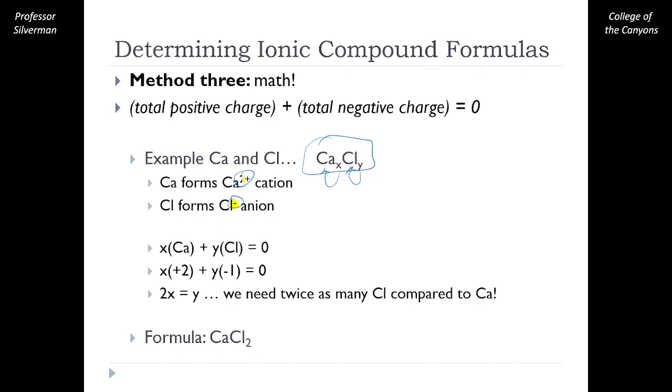We can build up our algebra equation by taking our charges and multiplying by those subscripts to figure out the total amount of positive charges and the total amount of negative charges. Once we solve this algebra problem, we get that ratio. In this case, we need twice as many chlorines compared to our calciums to get that nice neutral compound.